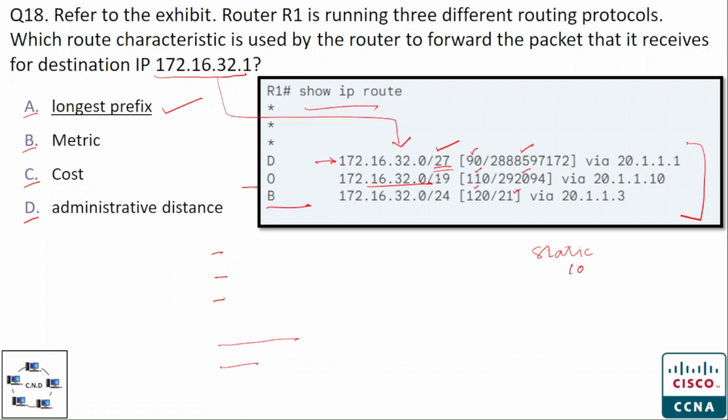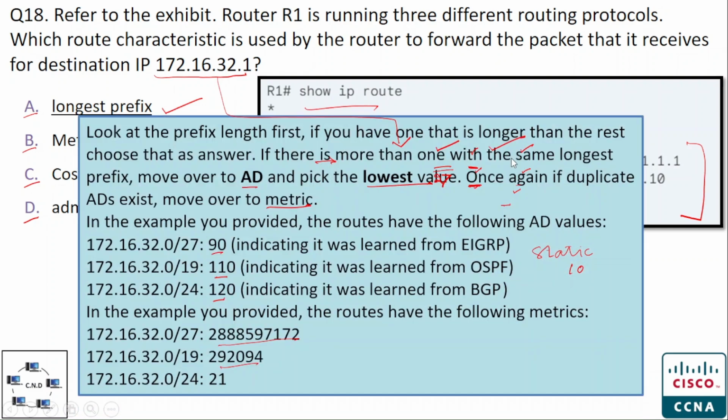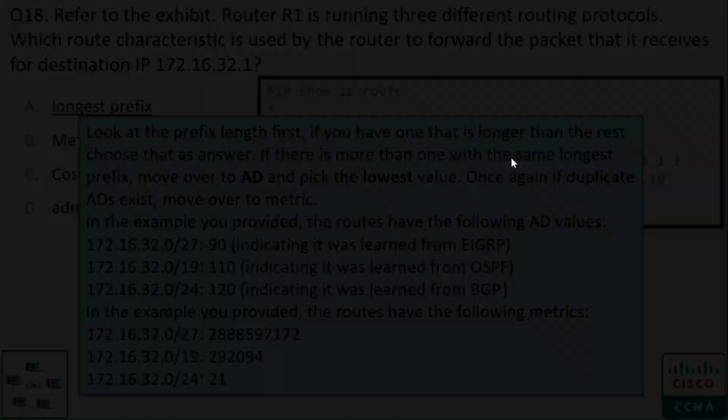If we had two routes, let's suppose we had a /27 over here as well, then we would have moved to the administrative distance, and again we would have selected the same route, because the AD of this route, that is 90, is less than 110. And the third criterion would have been the metric. The route with the lowest metric would be selected first. I hope you get the concept.